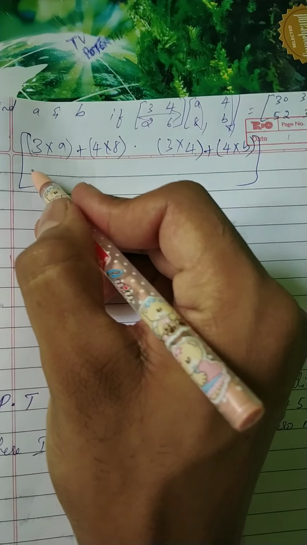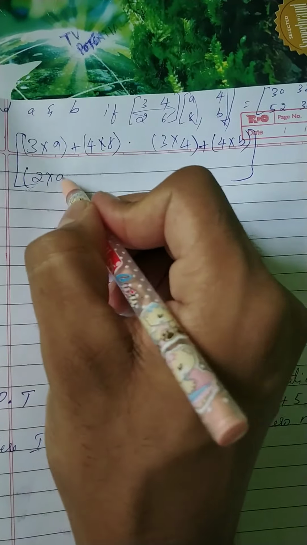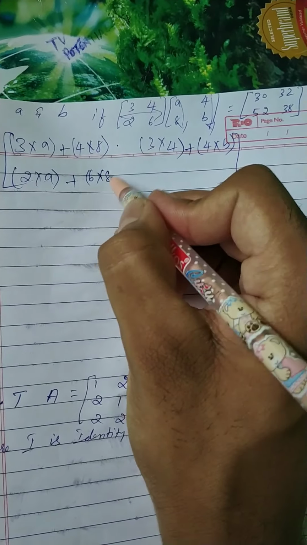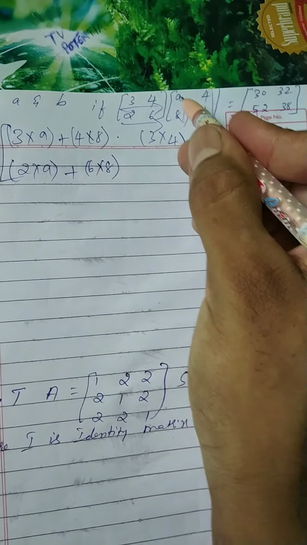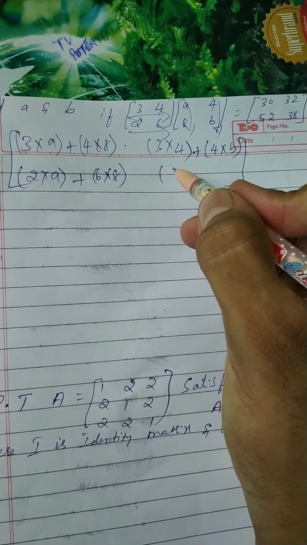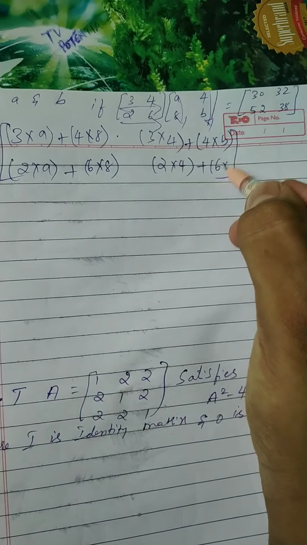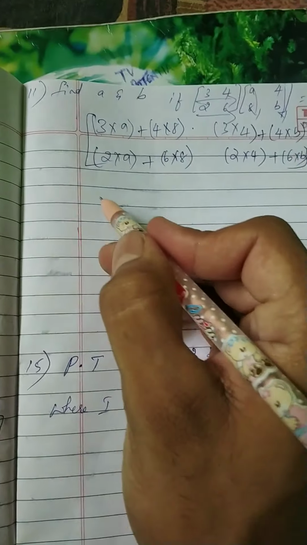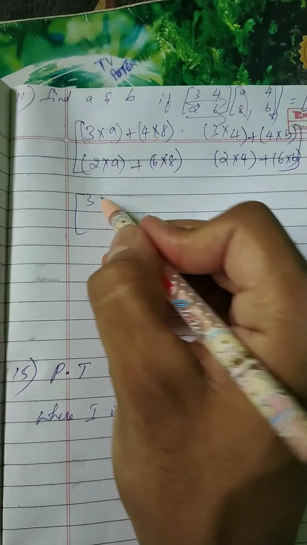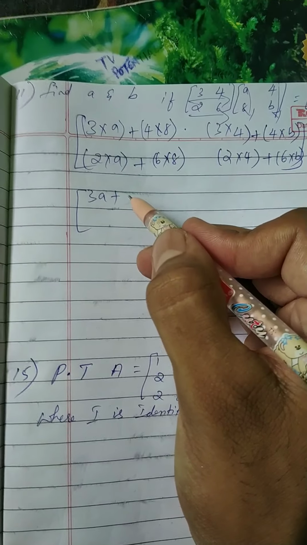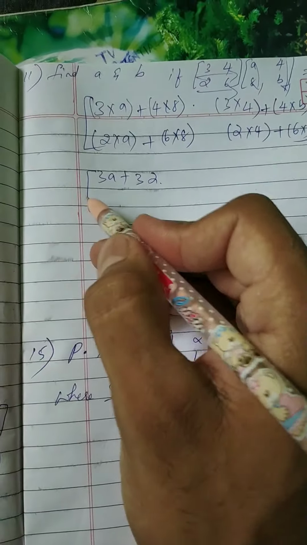Then again second row into first column, 2 into A plus 6 into 8. So this is what it is. Then we have 2 into 4 plus 6 into B. Then finally, what is 3 into A? 3A. 3A plus 4 into 8, 32.